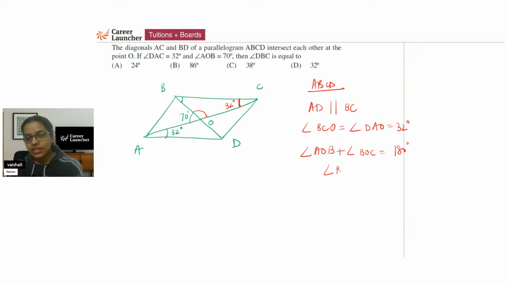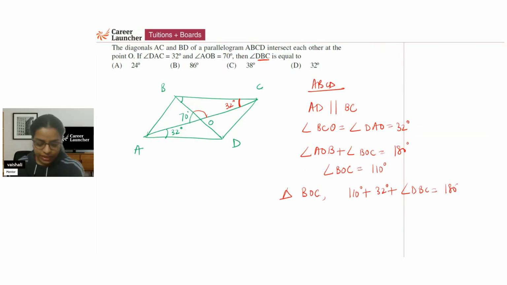Now what is the angle BOC? It is equal to 180 minus 70, which is going to be 110 degrees. Now focus on the triangle BCO, apply angle sum property. The sum of B, O and C is going to be 180 degrees. So आपको DBC की value मिल जाएगी. So it means we are going to add all the angles. This is 32 and angle DBC तो हमें calculate करना है. So इसका sum 180 होगा.